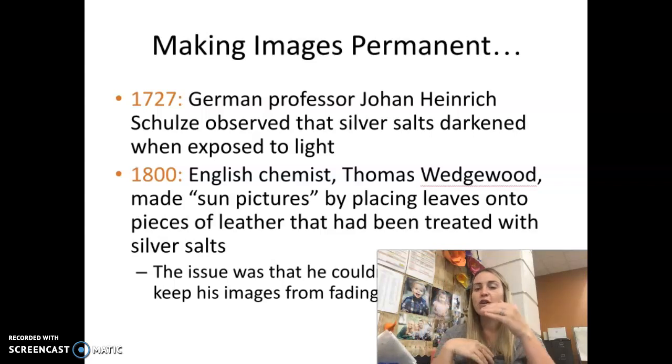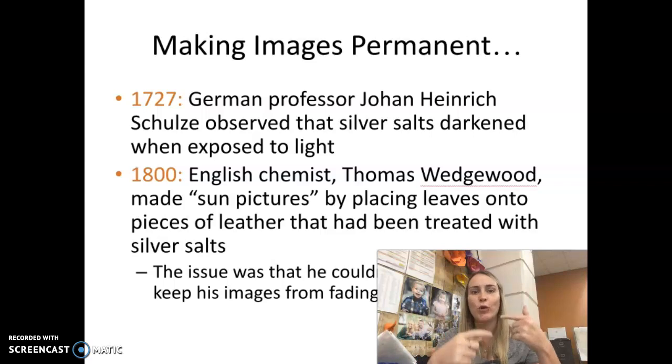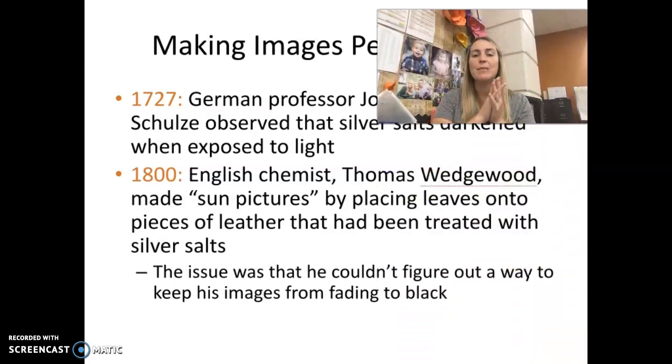So that was kind of the first step. We're like, silver salts react to light. Okay, noted. Let's move forward in history. By 1800, a man by the name of Thomas Wedgwood, he was English, he was a chemist. He started using these silver salts because of Schulze's observations.